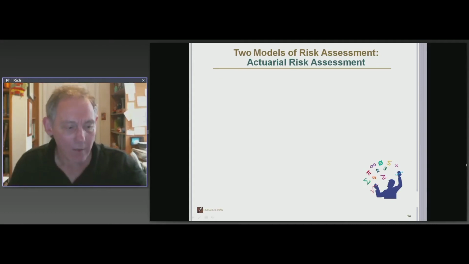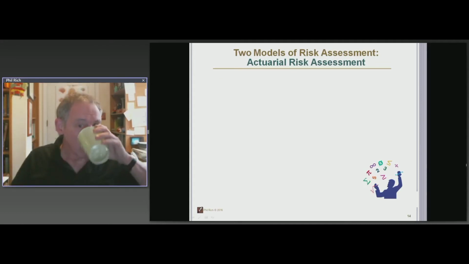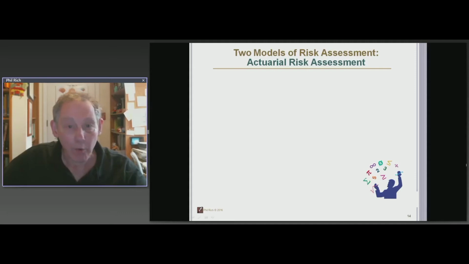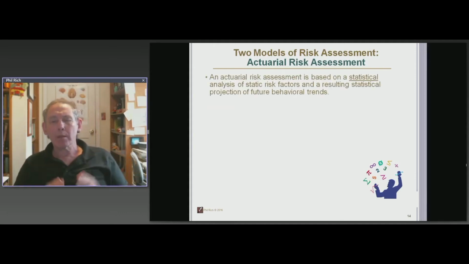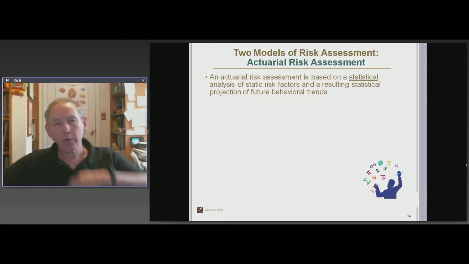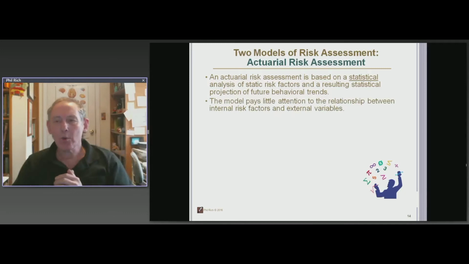Some of you will be aware of actuarial risk assessment. I'll just go through it really briefly. It's always based upon a statistical analysis of static risk factors, things that have happened, and a statistical projection of what might happen in the future. So if you happen to be 16 and a half or 17 and you're driving a car for the first time, from an actuarial perspective, where you're being compared to a group of individuals with a particular probability, you're going to be in a high risk range no matter who you are as an individual.